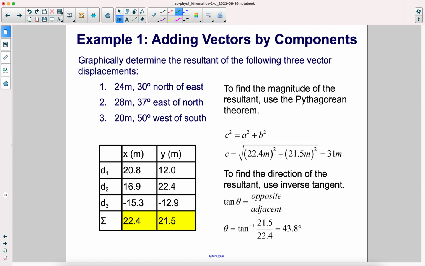We can then use the Pythagorean theorem. Since we know the length of both of the legs, we can find the length of the hypotenuse, which is the magnitude of our resultant vector. Finally, to find the direction of the resultant, we can use inverse tangent. Tan theta is opposite over adjacent. Since the opposite side is going to be the y component and the adjacent side is the x component, we see that we can then use inverse tan, and we get that our angle must be 43.8 degrees.